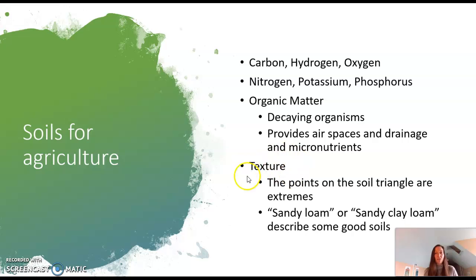Looking down here, I just want to point out that silt, clay, and loam all describe the soil's texture. And the points on that soil triangle are all the extremes. It's in the middle where we find good soils. Sandy loam and sandy clay loam are ideal for growing cannabis in our area. So that has the best mixture of particle sizes.